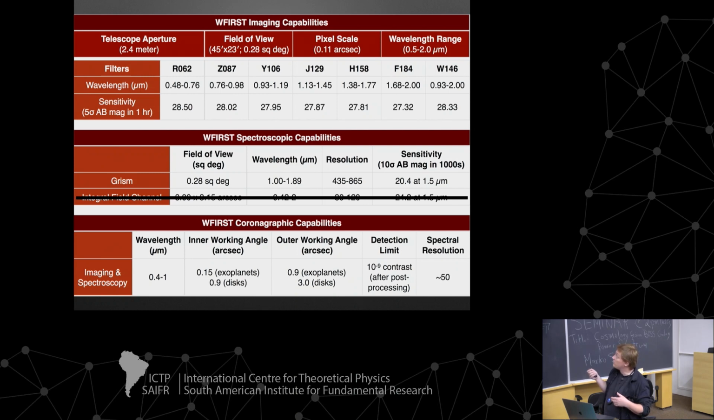This is the GRISM. Yeah, you can see the field of view. It's roughly 0.3 square degrees. Not as big as DECam, but much, much larger than Hubble Space Telescope, for example.